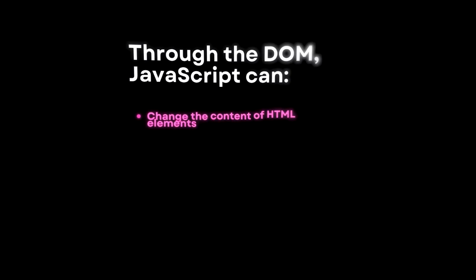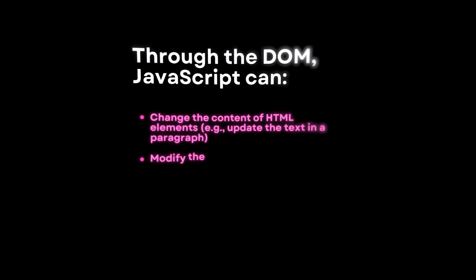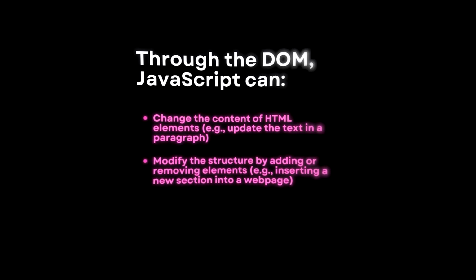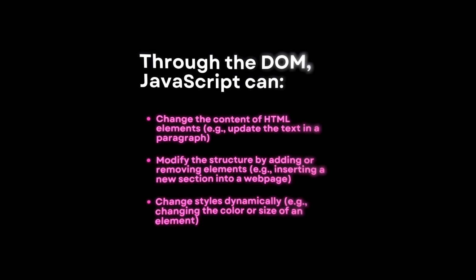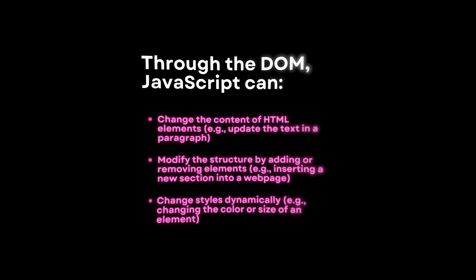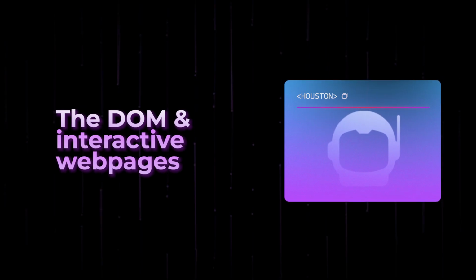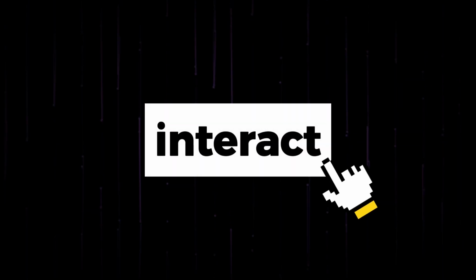Through the DOM, JavaScript can change the content of HTML documents, as in updating a text in a paragraph, modifying the structure by adding and removing elements, for example, inserting a new section into a web page, or dynamically changing styles, like changing the color or size of an element. Interactive web pages. The DOM is essential for making web pages dynamic and interactive.